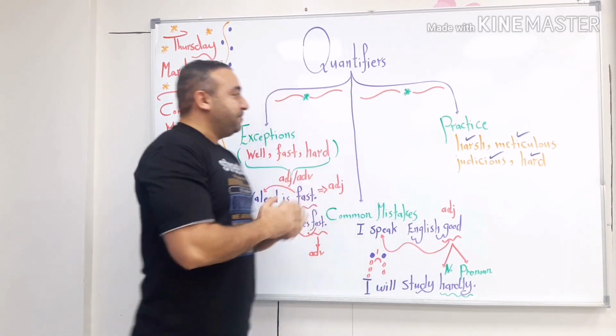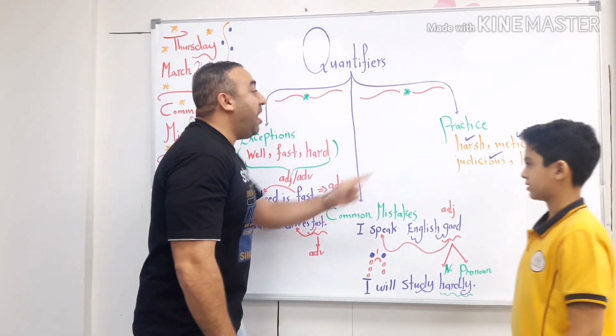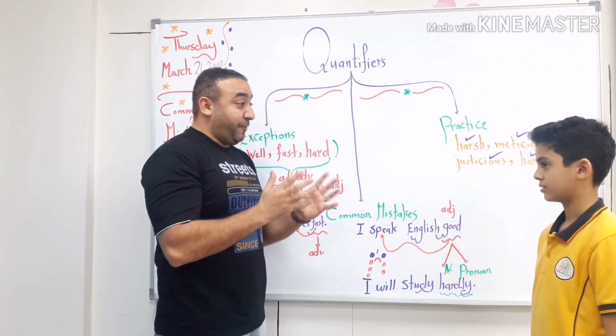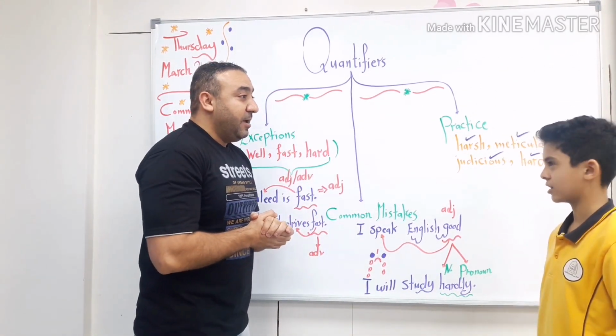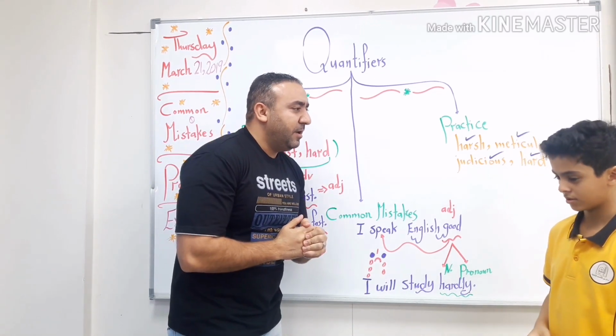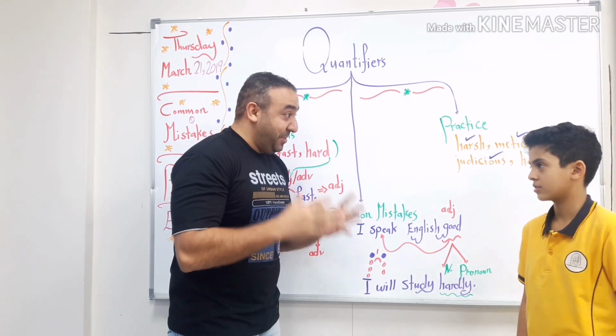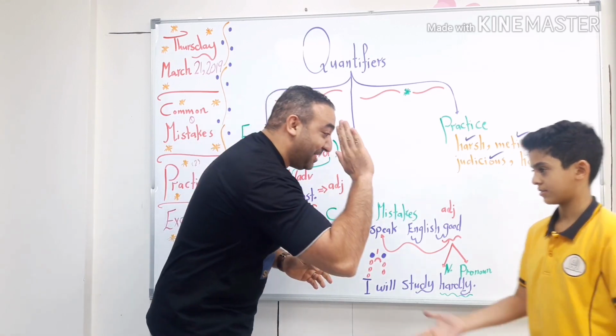Could you come here, please? Now, what is this adjective? Harsh. Could you use it, please, as an adverb? Okay, harshly. Harshly, good. Now, how can we use it in a sentence? Sometimes my mates treat me harshly. My mates treat me harshly. Very good, excellent. May Allah bless you.